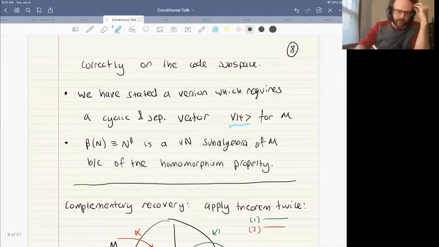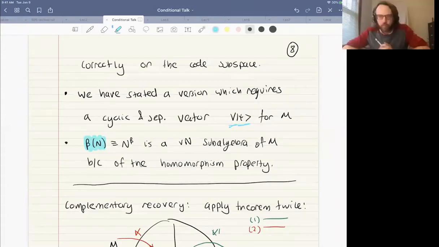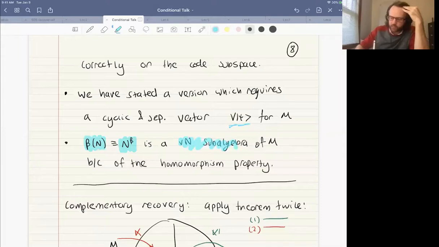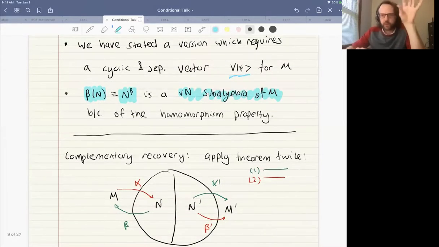Okay. So the final comment is that the fact that beta is a star homomorphism means that if I apply beta to the bulk algebra n, then that actually defines a von Neumann algebra on the boundary. So n beta is itself a von Neumann algebra just because it preserves the algebra. In particular, it's a von Neumann subalgebra of M, just because of this homomorphism property. Okay, so this is a theorem. It's a way to go from this global map, which restricts to alpha prime, to beta, this reconstruction map.